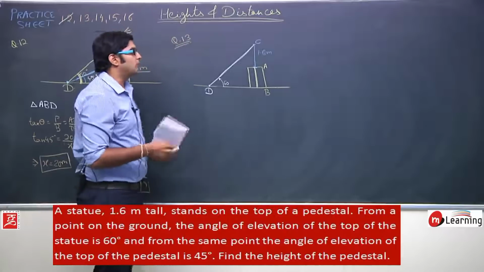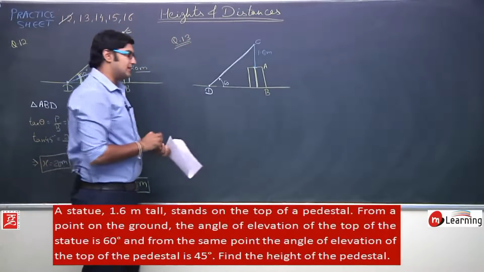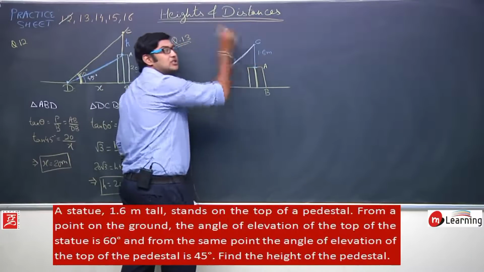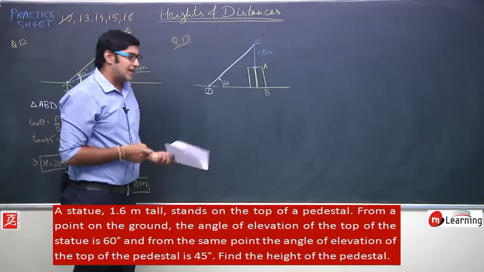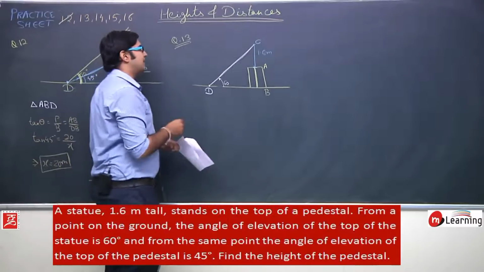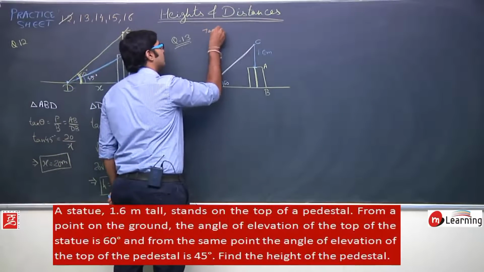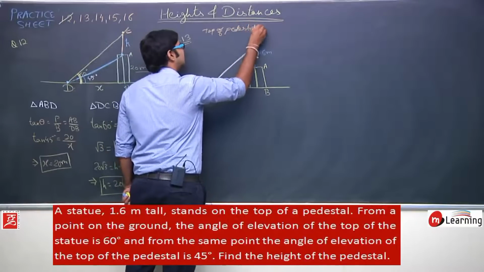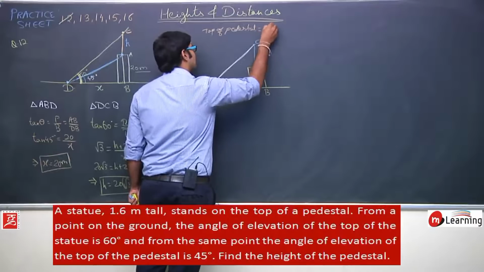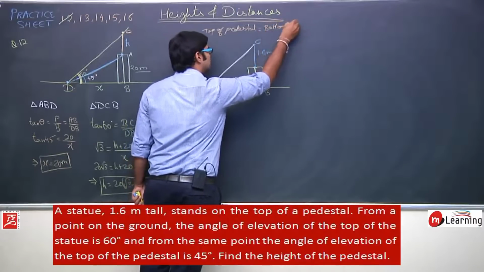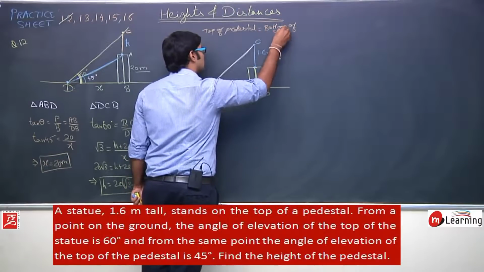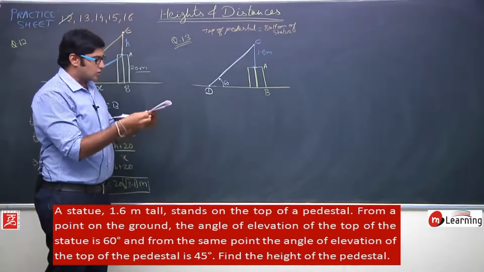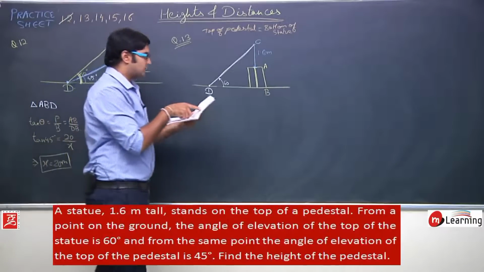Now what is the top of the pedestal? What I can see is the point where the pedestal ends and the statue starts. Or I can say the top of the pedestal is the same as the bottom of the statue. It says the angle of elevation of the top of the pedestal is 45 degrees.